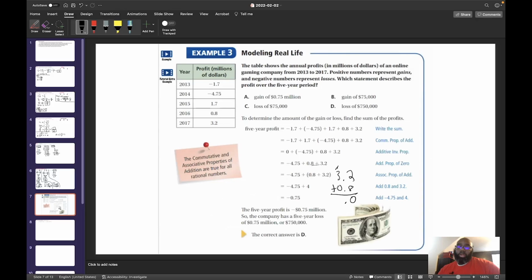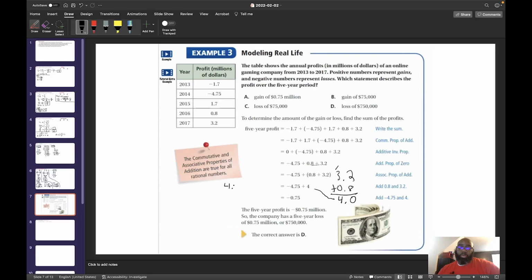0, carry the 1. And then 1 plus 3 is 4. So that's where your 4 comes from right there. All right. And then you got negative 4.75 plus 4. So we have a negative number plus a positive number. So the answer is going to take the sign of the bigger number in magnitude, negative, and then you just find the difference between the two.